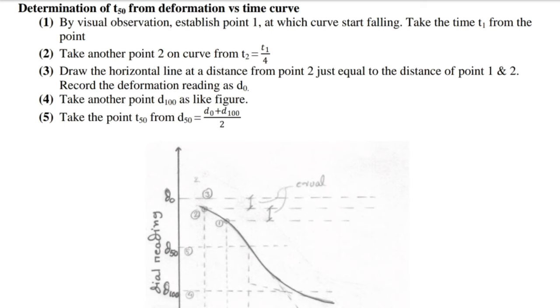Determination of T50 from the deformation versus time curve. 1. By visual observation, establish point 1 at which the curve starts falling. Take the time T1 from point 1. 2. Take another point 2 on the curve where T2 is equal to T1 divided by 4. 3. Draw the horizontal line at a distance from point 2 just equal to the distance of point 1 and record the deformation reading as D0. 4. Take another point D100 as in the figure. 5. Take the point T50 from D50, which is equal to D0 plus D100 divided by 2.